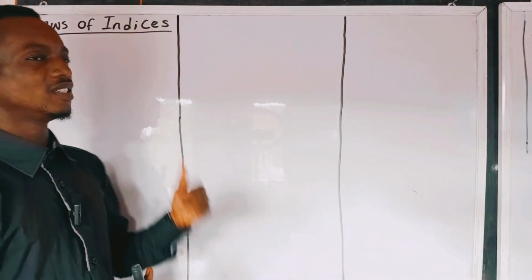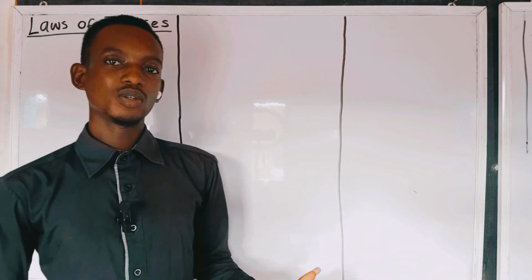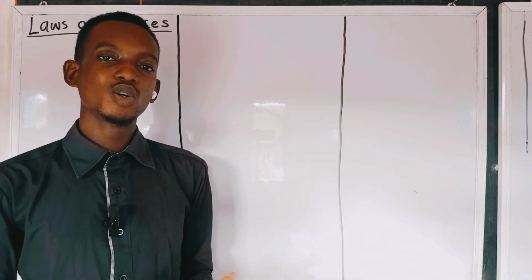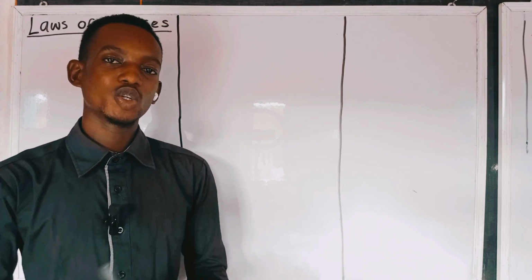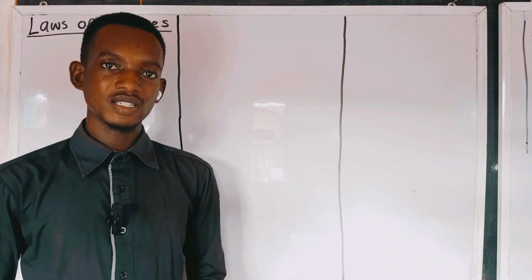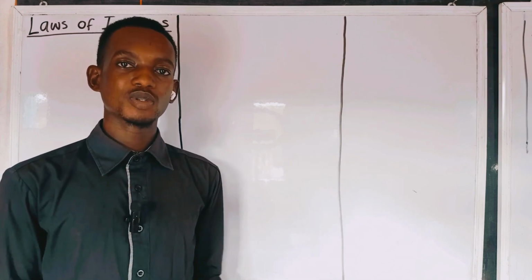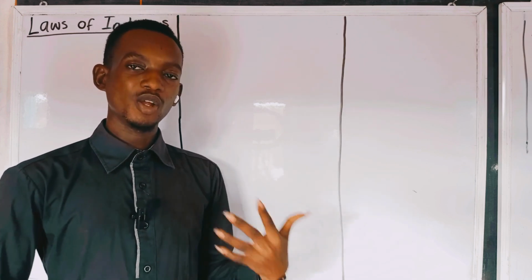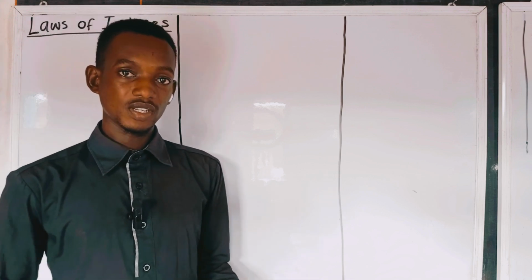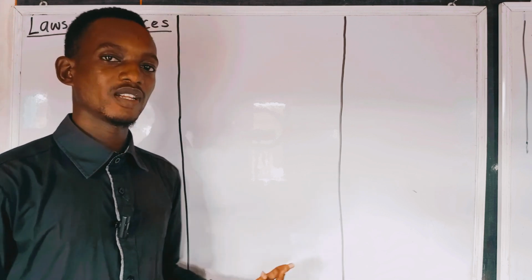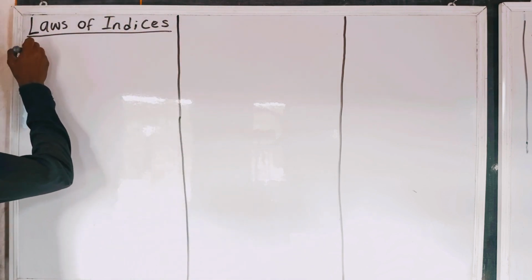So now, what is indices to begin with? Indices is a method for simplifying or evaluating powers, numbers or letters that have powers. How do we simplify them? How do we evaluate them? Mathematicians came up with different laws that help us to analyze numbers and letters that have powers. Now we have the laws of indices. The first law we'll be talking about is the multiplication and division law. That's the first fundamental one.